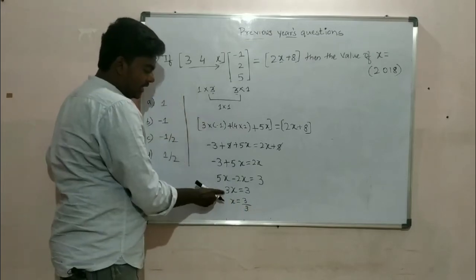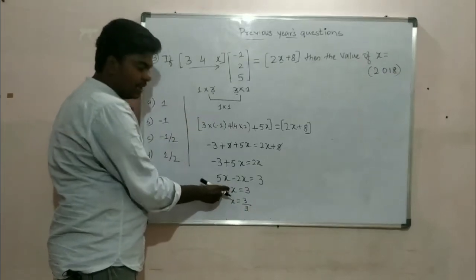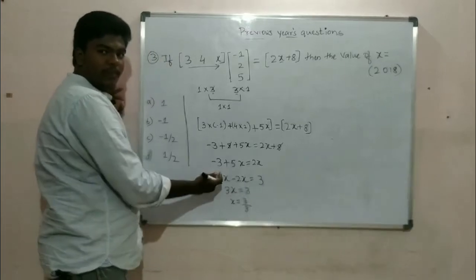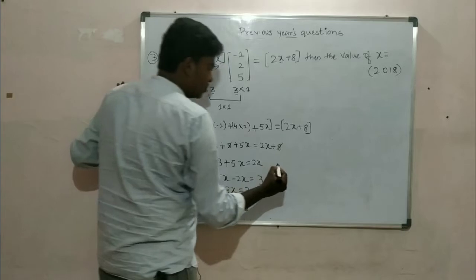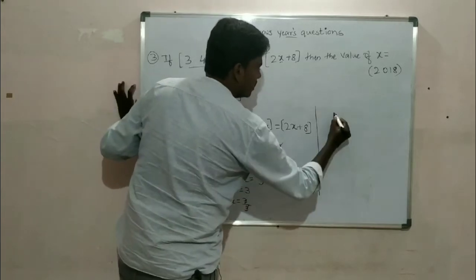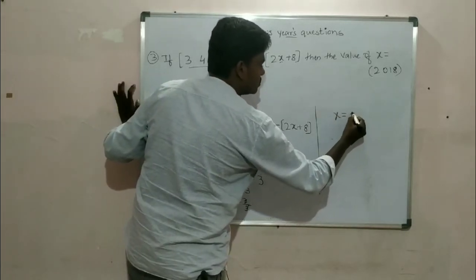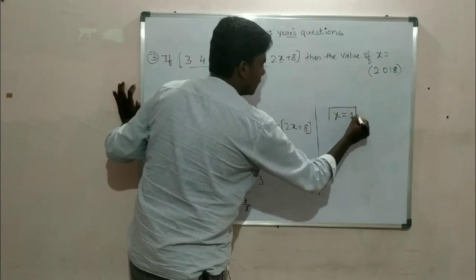So here 3 is multiplied to x. If it comes to the other side, it will become division. Multiplication becomes division. So 3 and 3 get cancelled. So the answer is x is equal to 1.